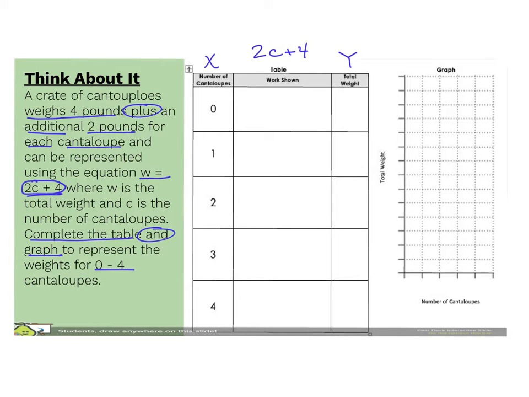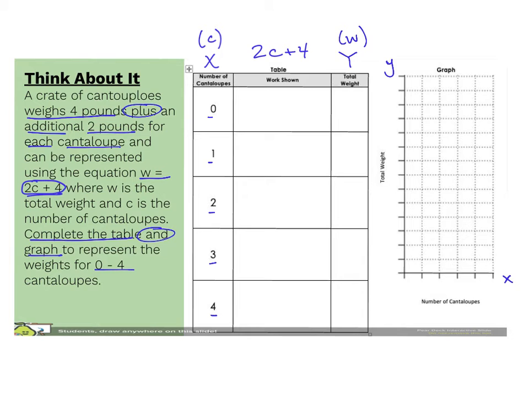Now, we call it X and Y because that's the name of our axes. This is the X axis, this is the Y axis. But you'll notice that the problems like to change the letter based on what you're talking about. So they're calling the number of cantaloupes C, and they're calling the total weight W. But on your graph, it's always X and Y, and in your table, you can call it X and Y as well. So they've chosen our X values for us, 0, 1, 2, 3, and 4.